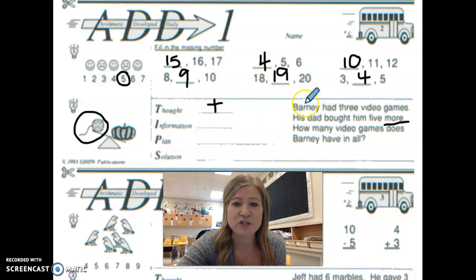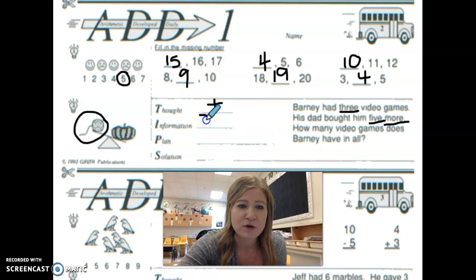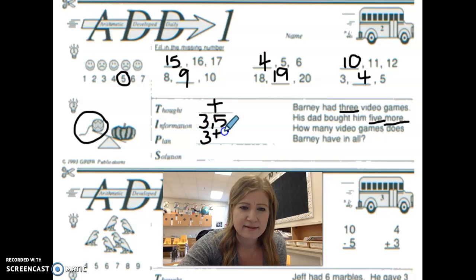Next one, information. What are the numbers we know? So we read Barney had 3 video games. His dad bought him 5 more. So our numbers we know are 3 and 5. So the next part is, what's our addition sentence? So we're going to do 3 plus 5 equals blank, because we want to know how many he had in all. Whenever it's in all, we need to add those 2 together.